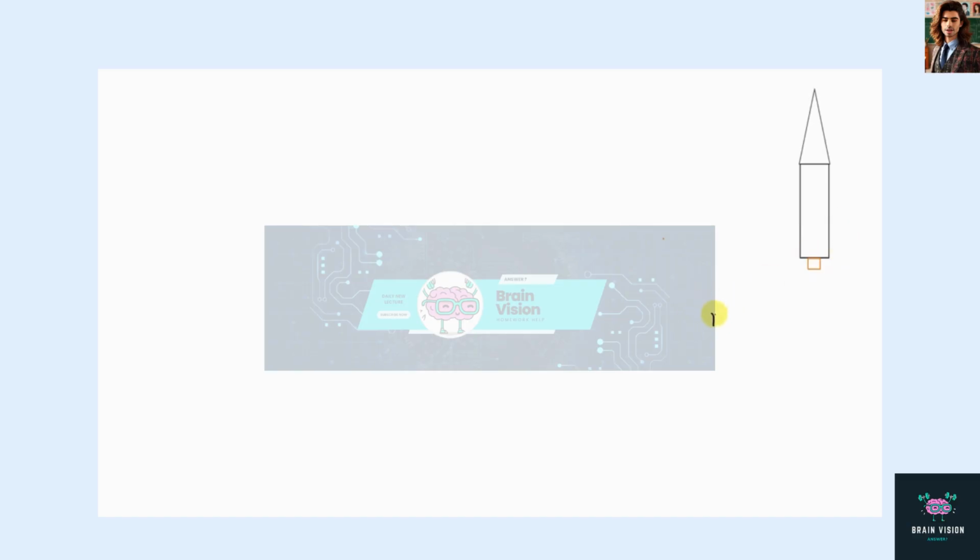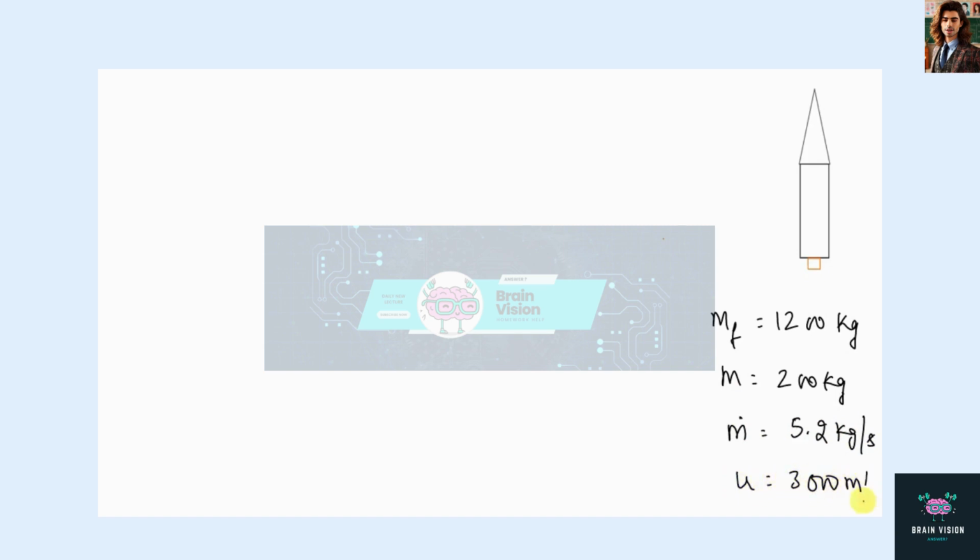So here on this problem we are given this two-stage rocket, and the second stage carries fuel of mass 1200 kg and the mass of the empty rocket is 200 kg. Now the fuel is burned at the rate we are given to be 5.2 kg per second, and the exhaust velocity u we are given to be 3000 meter per second.